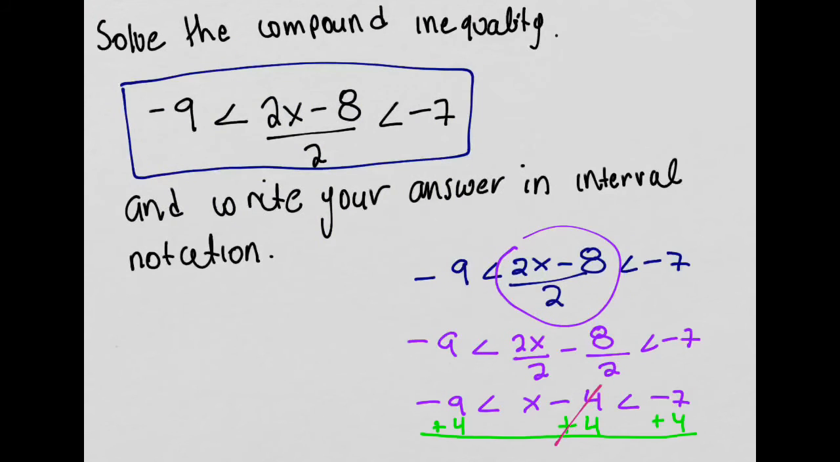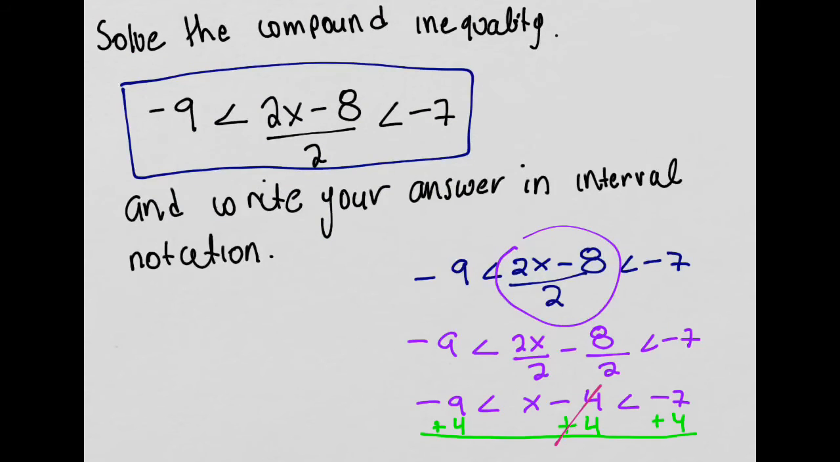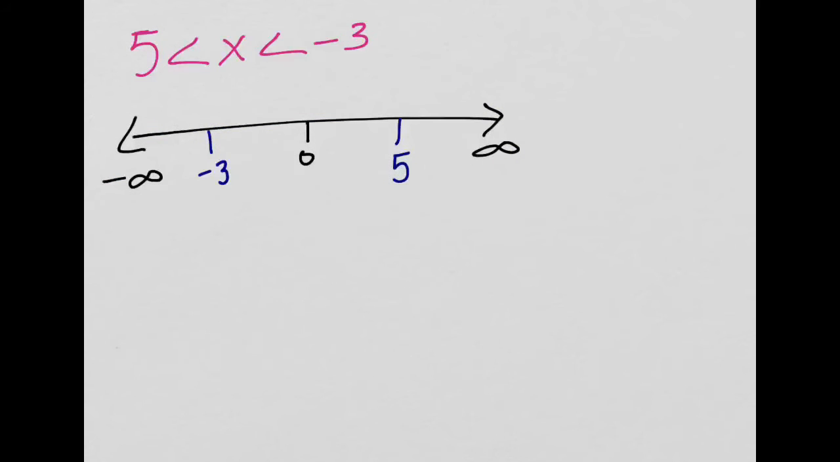Okay, just double check again. Yep, good. So they're both less than, right? So no equal to in the middle. So they're both open circles, which means we're going to get a parentheses for that. So let's go ahead and read it. We are going to read this from the x. We're going to read it from the x.